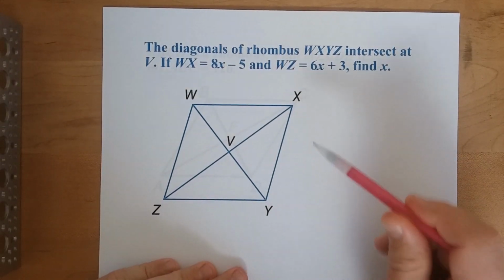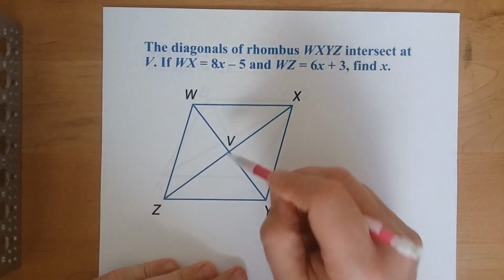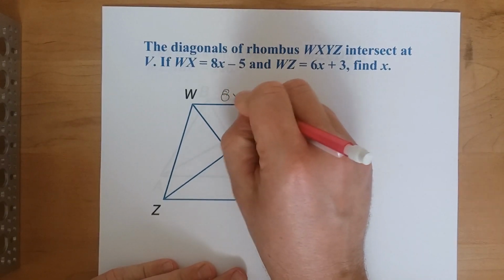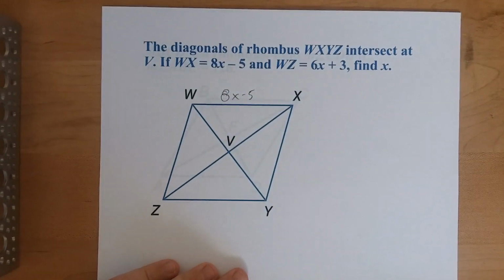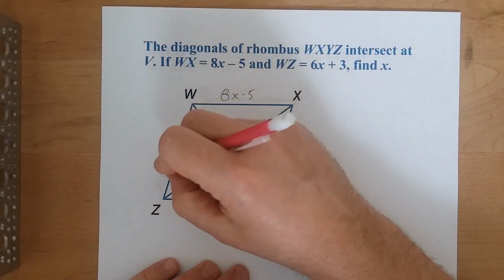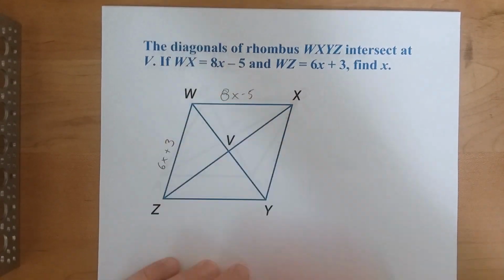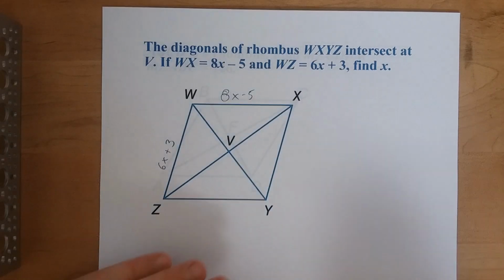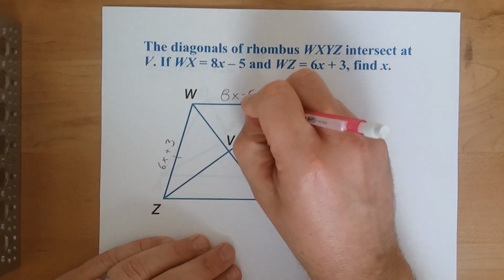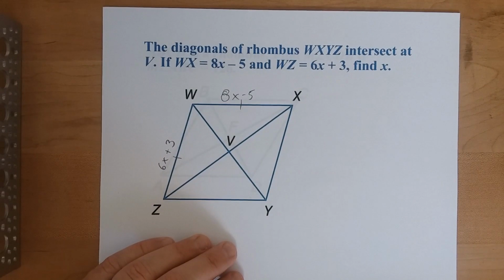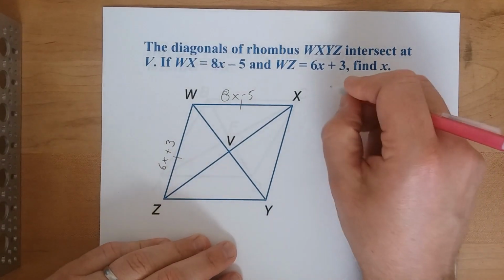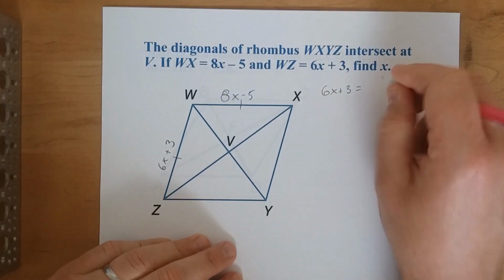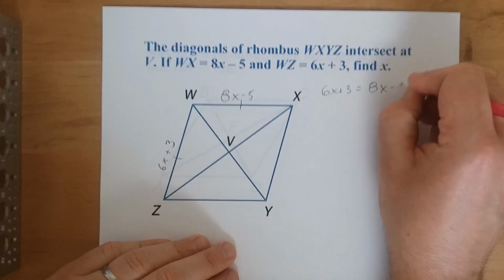Here are the diagonals of this rhombus intersect at V again, and they tell us that WX is 8x minus 5 and WZ is 6x plus 3. Okay? Well, if this is a rhombus, what do we know? We know all four sides are congruent, and therefore there should be an equation there that jumps out at you. 6x plus 3 must equal 8x minus 5.